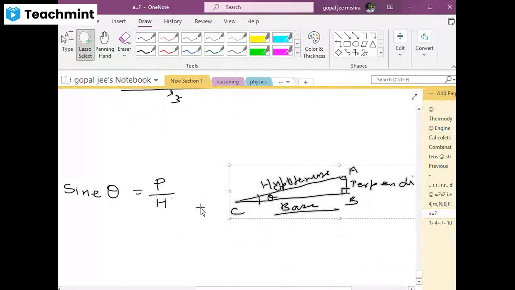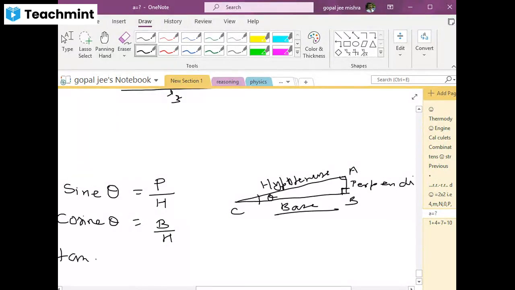Now you can see this angle theta. If you are considering it, sine theta is defined as the ratio of perpendicular to hypotenuse. Another one is cosine theta, which is defined as the ratio of base to hypotenuse. And another ratio is tangent theta, that is the ratio of perpendicular to base.